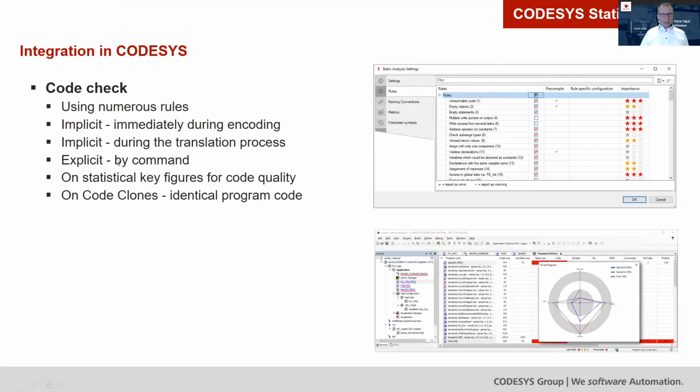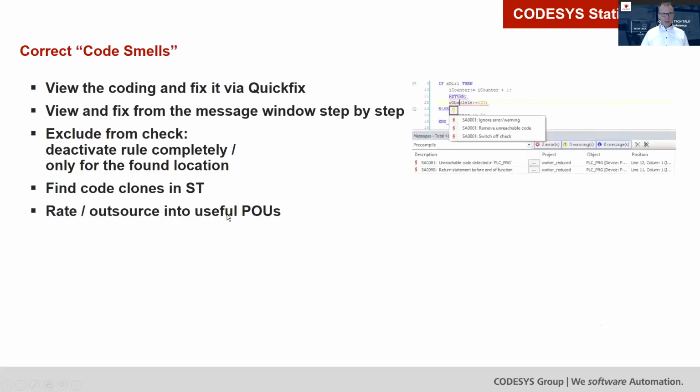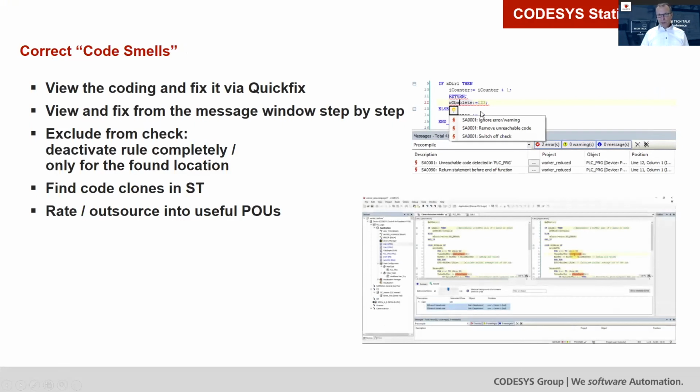Okay, so you've seen that we have multiple possibilities using numerous rules. We have implicit code check. I didn't show that so far. I will show it in a screenshot in the next slide. You can have implicit checks during translation process, explicit by command. You have these statistical key figures for code quality, these metrics, and you can check on code clones for identical program code. And this is what I just mentioned.